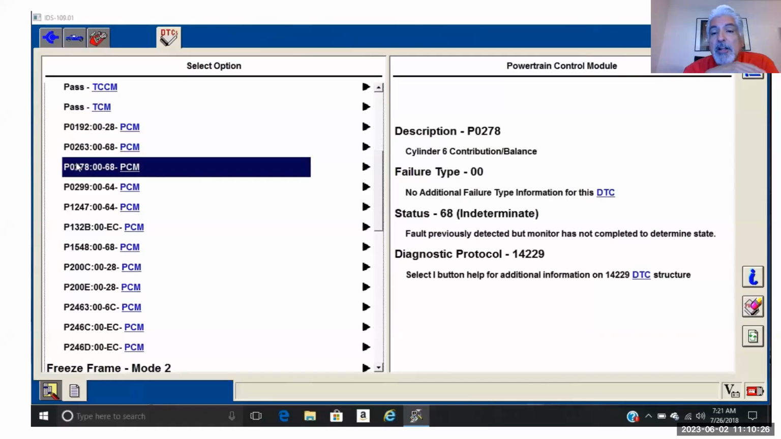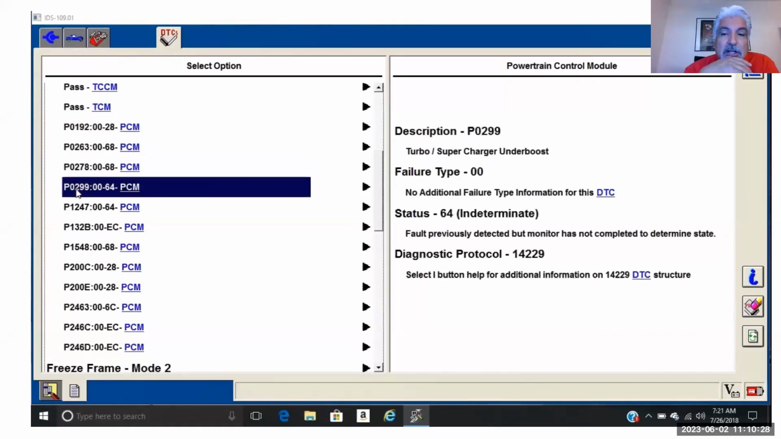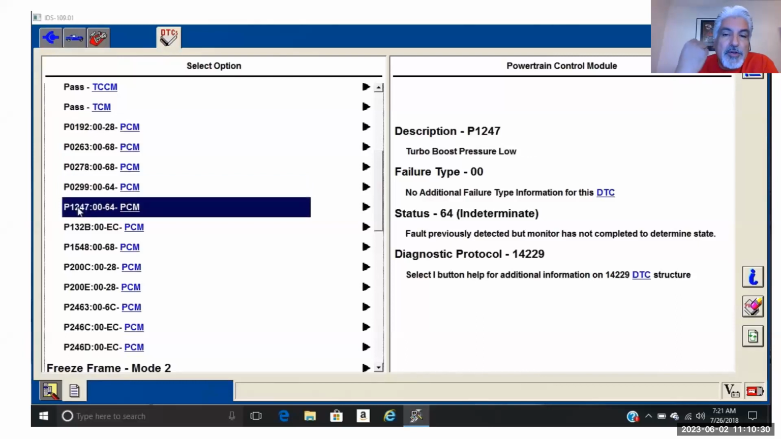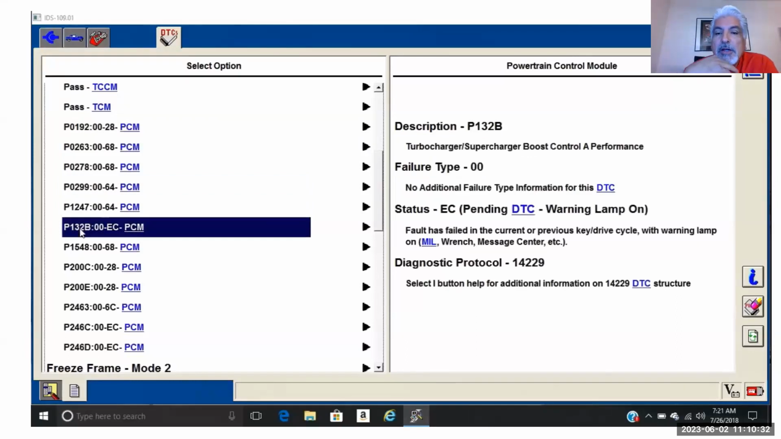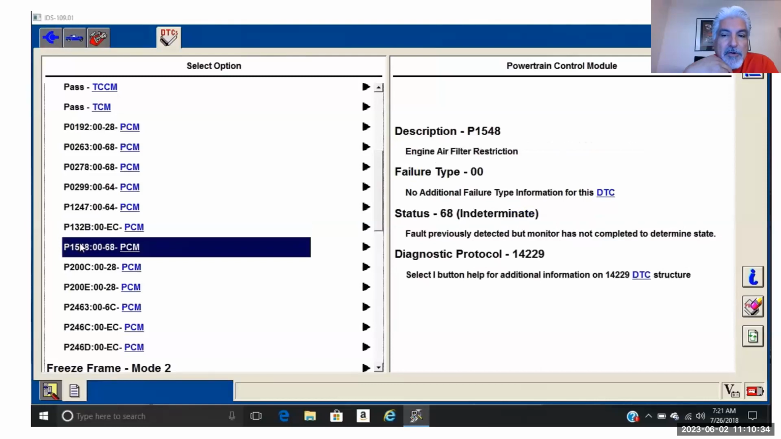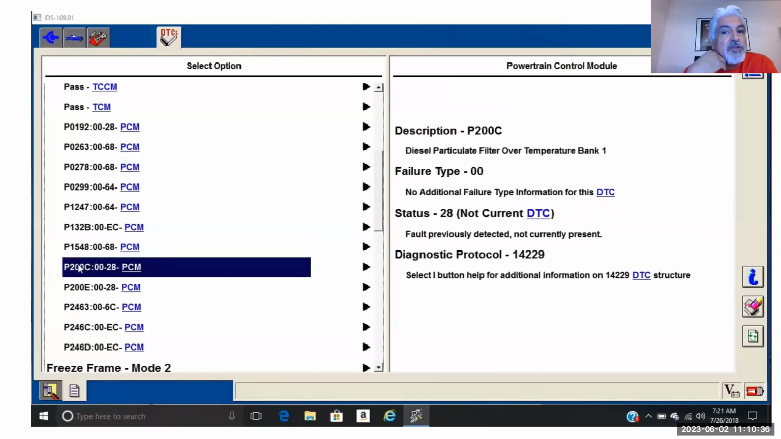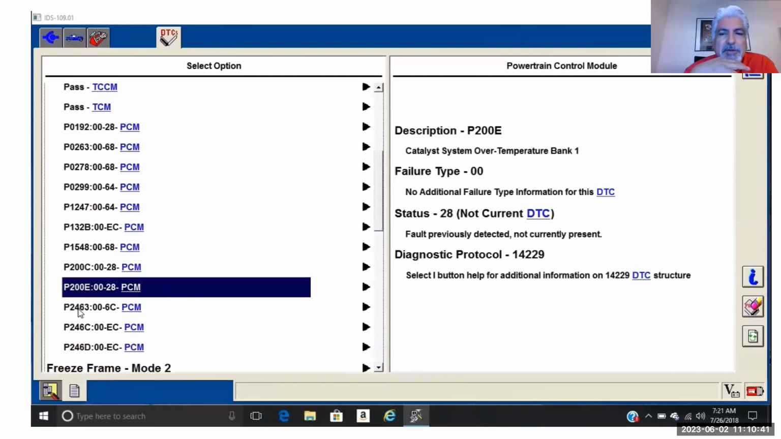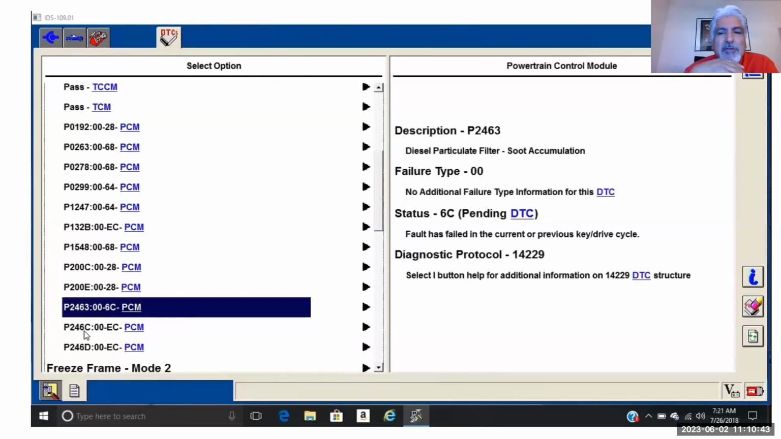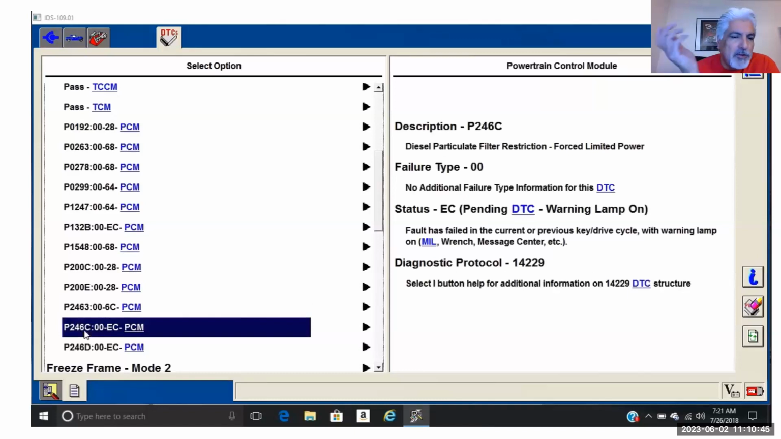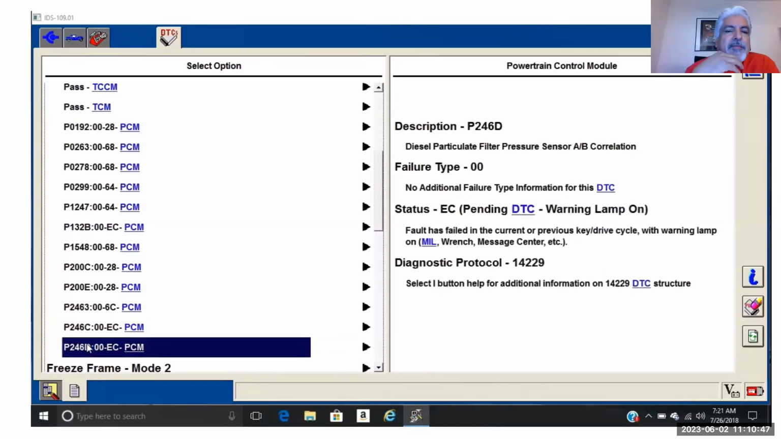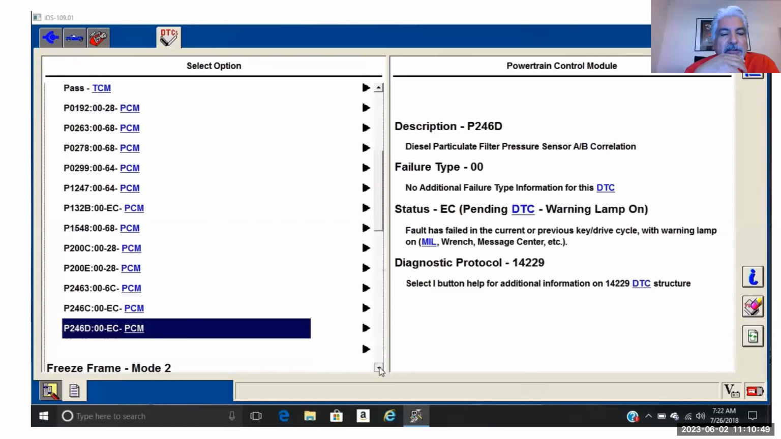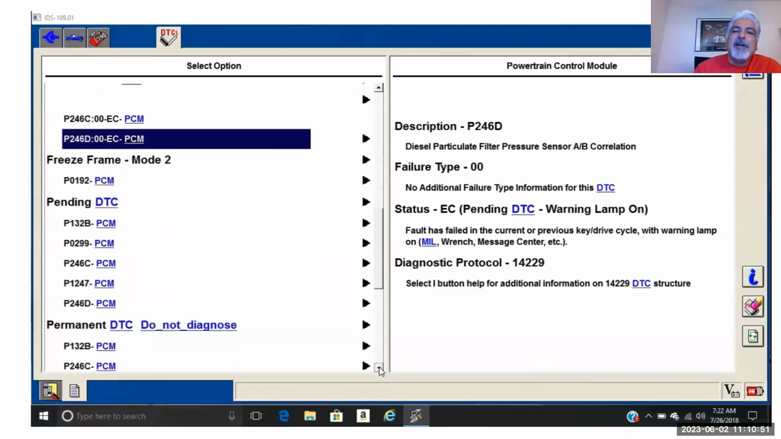We have a lot of errors, a lot of failures, because a test is a code, and I see all these tests have failed. Turbocharger, turbo boost pressure low. We see boost control A performance, engine air filter restriction, particulate filter over temperature, catalyst over temperature. And the list goes on and on, related to soot and the diesel particulate filter, right? Well, yeah, obviously we have a particulate filter problem. There are other things I'm going to do to verify it.